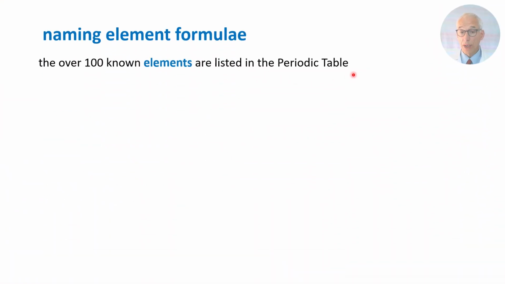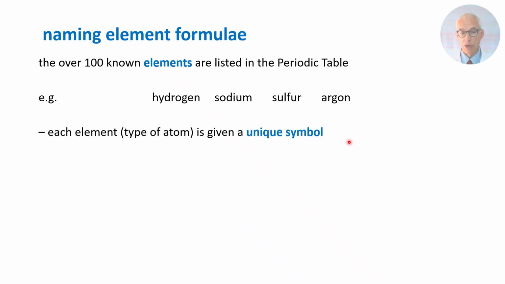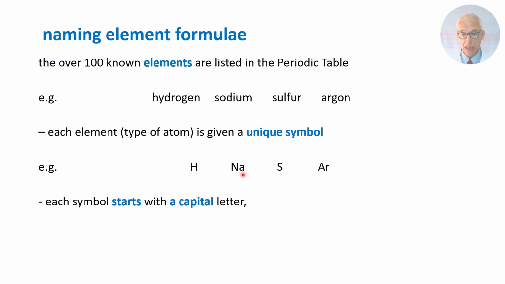So there are over 100 known elements, and they are listed in the periodic table, which I assume you are familiar with. We've got hydrogen, sodium, sulfur, argon as examples. Each element, or each type of atom, is given a unique symbol. So capital H, Na for sodium, S for sulfur, capital A, lowercase r for argon. Each symbol starts with a capital letter. If there is a second letter, it is in lower case.